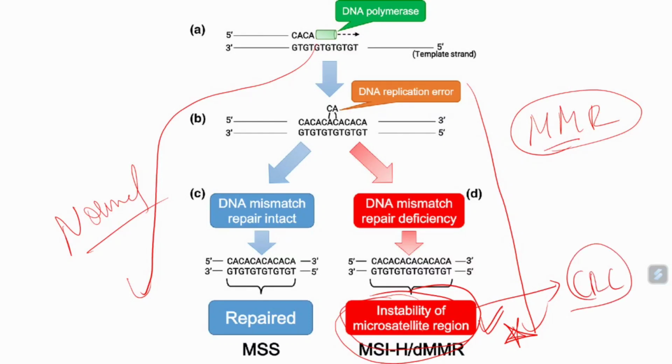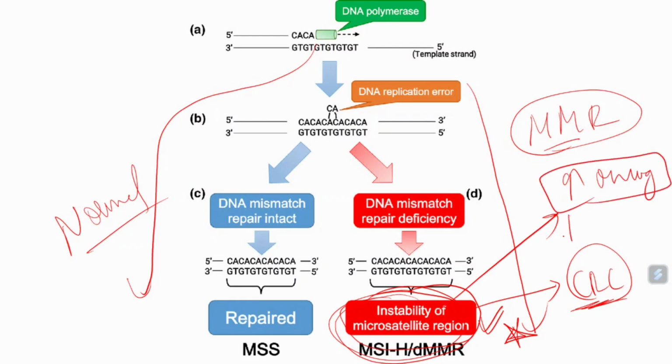Why does this instability of microsatellite cause colorectal cancer? Instability of the microsatellite region causes oncogene activity to be induced, and tumor suppressor gene activity will be decreased. Oncogene activity will be increased and tumor suppressor activity decreased when the patient has an unstable microsatellite region. That's why it will cause cancer.